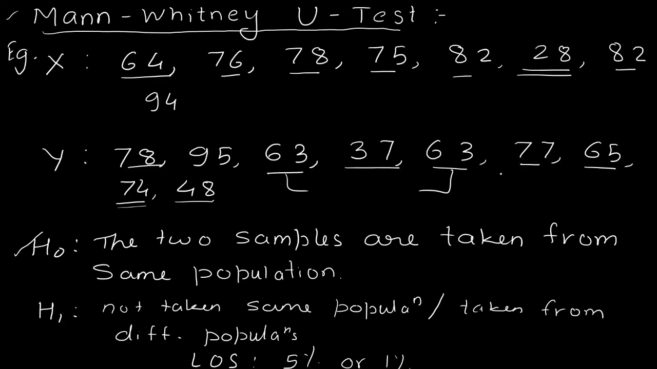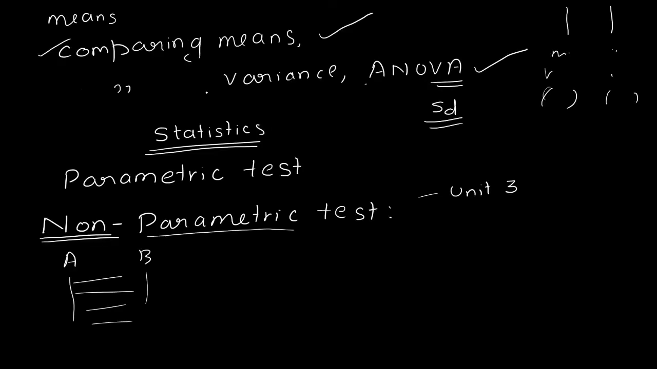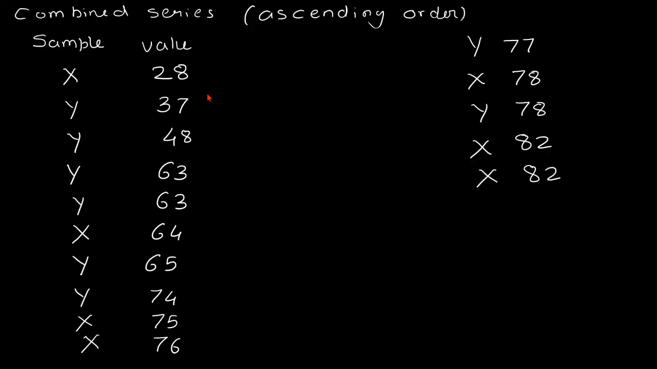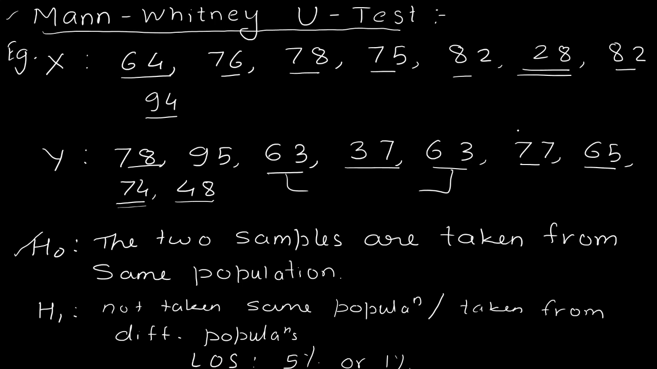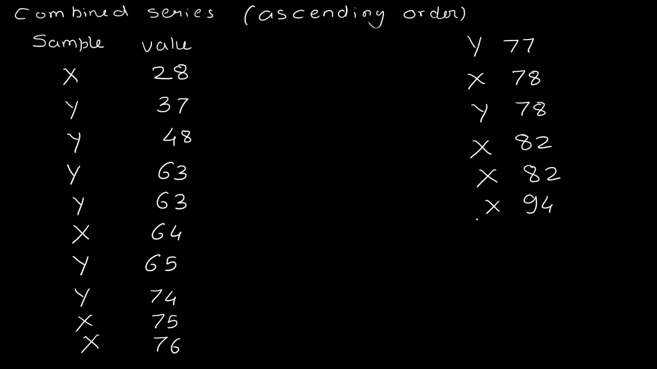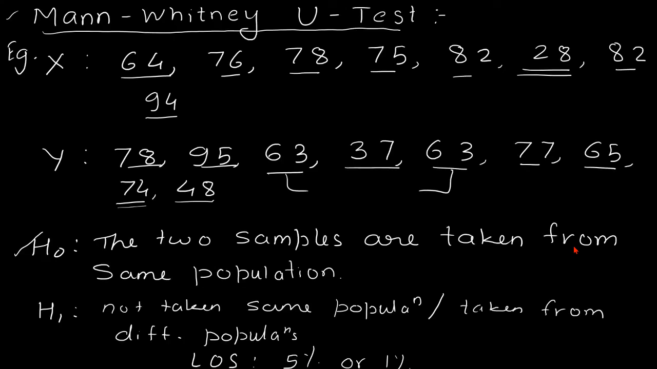So I have written this. Now after 82, the next value is 94. That 94 is coming from x. And after 94, it is 95 coming from y. So these are the values we have taken. All the values have been covered.